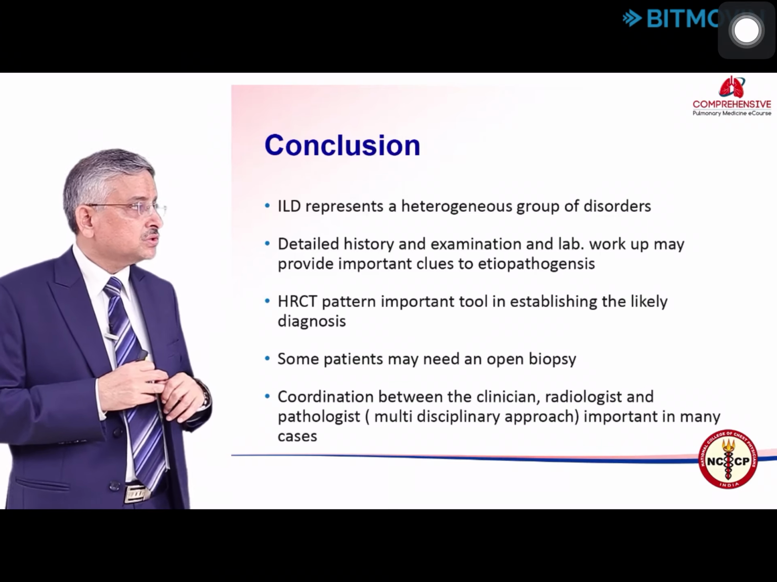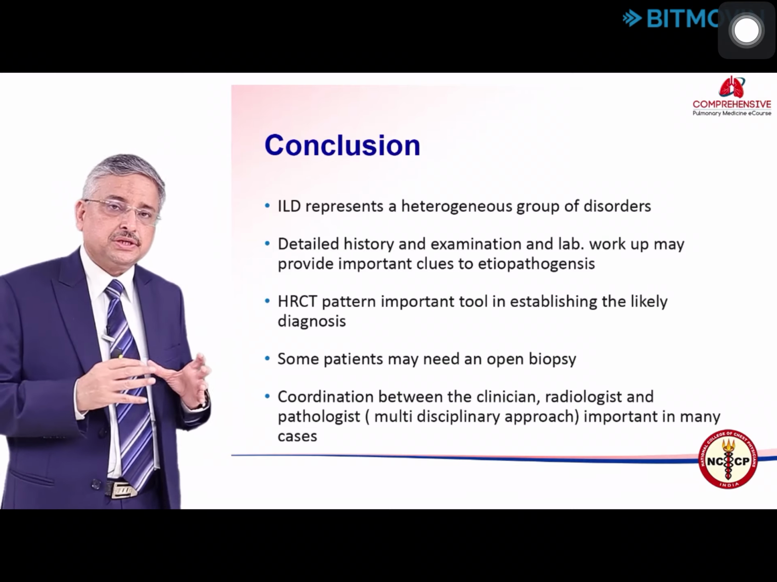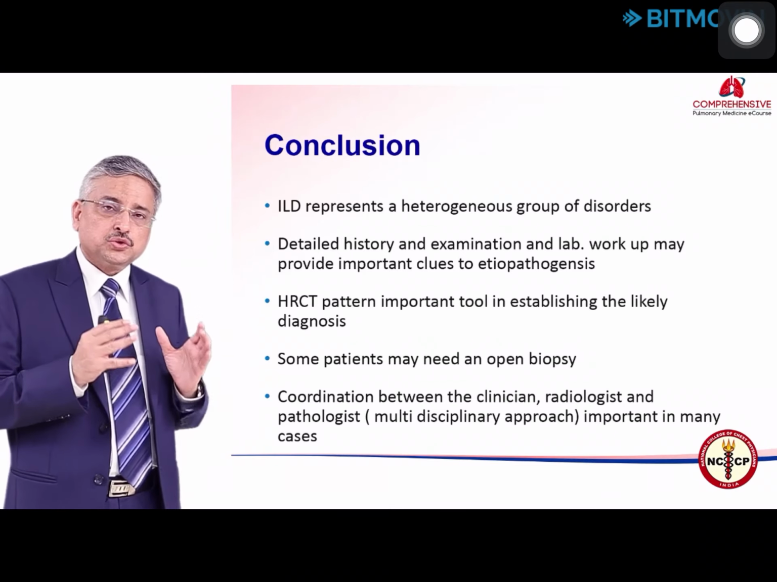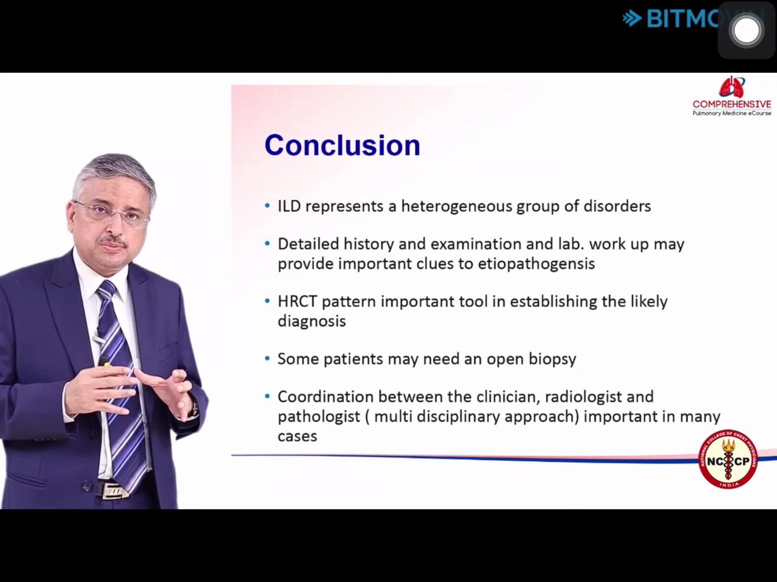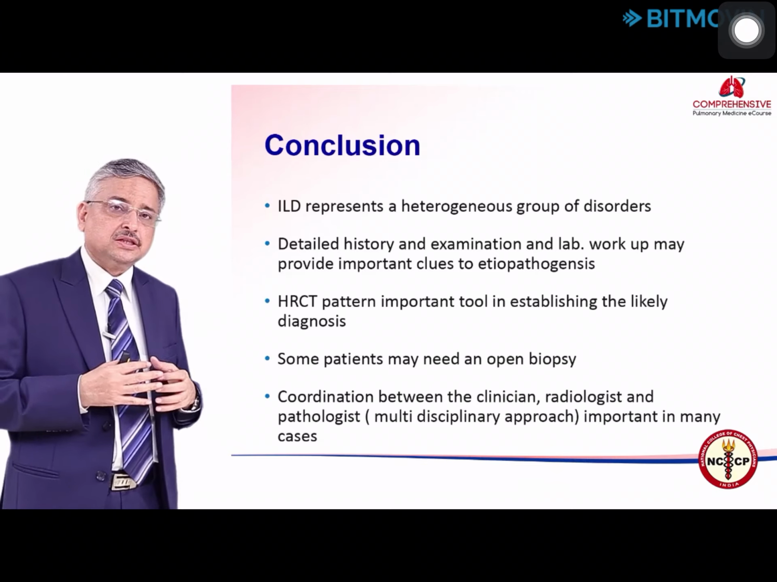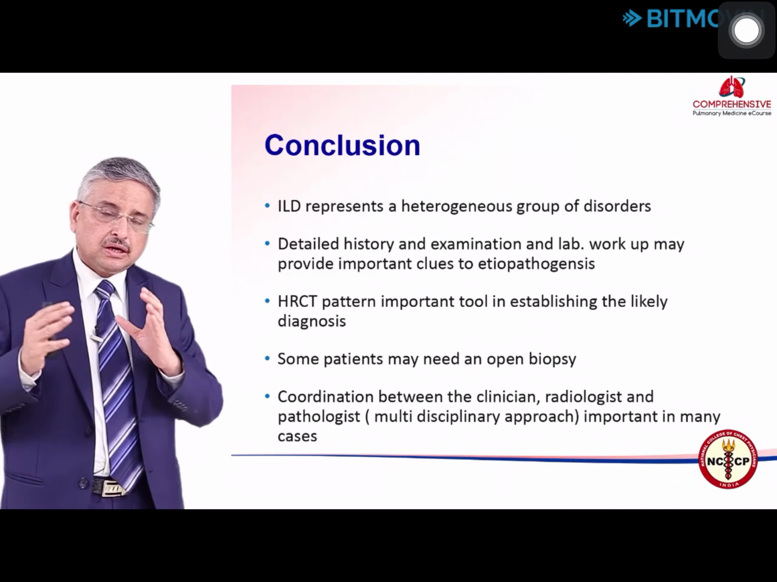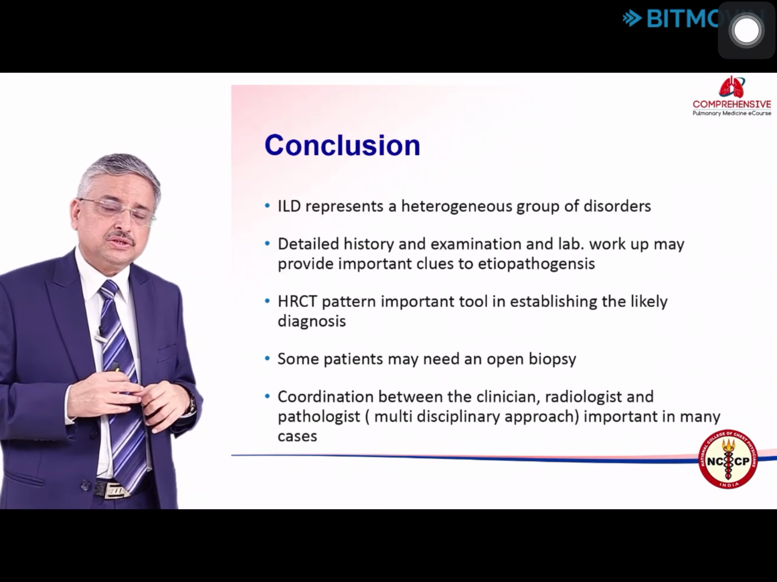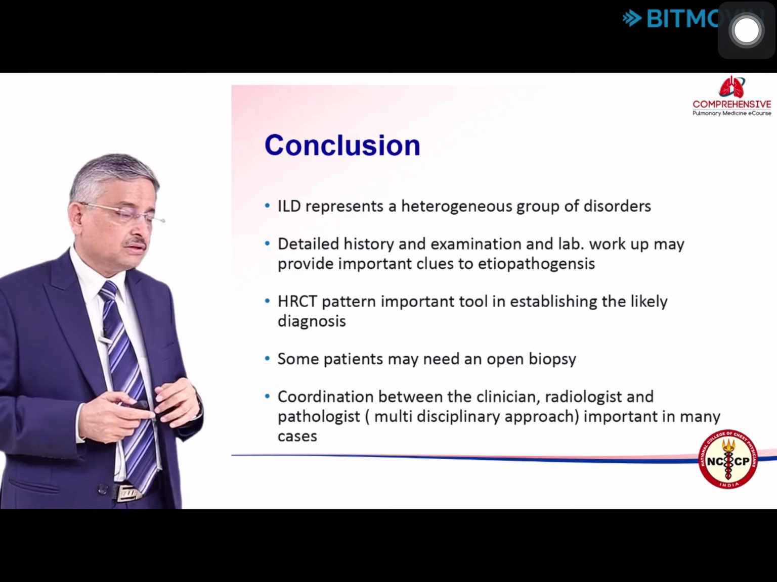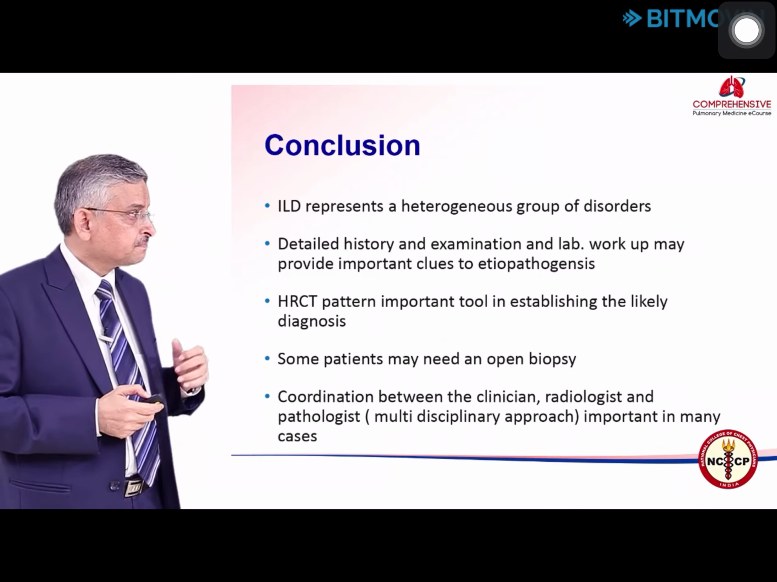HRCT pattern is an important tool in establishing the likely diagnosis, and therefore, it is important to get an HRCT, and when you are getting an HRCT, get a proper HRCT. Make sure there is an inspiratory and expiratory scan that is done, because that will give you an idea of the degree of air trapping, and therefore, just asking for an HRCT is not good enough. Give special instructions on the type of HRCT you require. Sometimes people even will ask for a prone scan if they feel that this is a mild ILD, but the shadows may be more dependent.